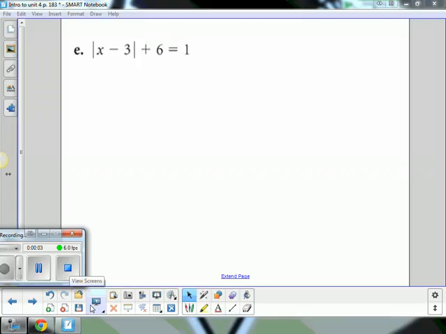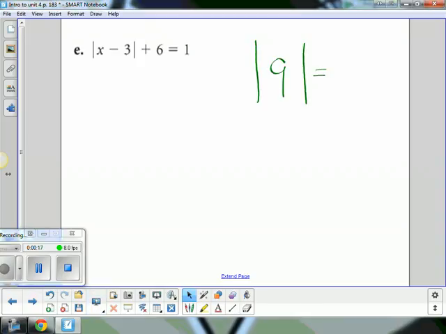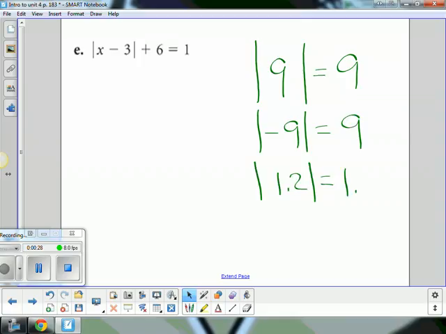This is E on page 183, solving an absolute value equation. It says the absolute value of x minus 3, plus 6, equals 1. The absolute value of 9 is 9. The absolute value of negative 9 is 9. The absolute value of 1.2 is 1.2. The absolute value of 8 minus 3.